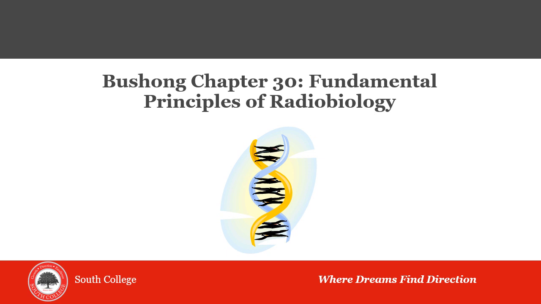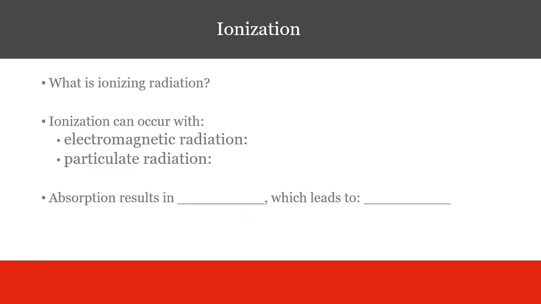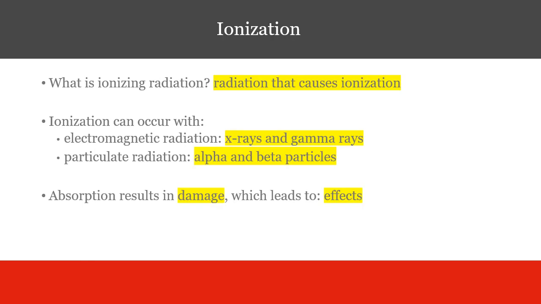So now we're on to Bushong's chapter 30 on fundamental principles of radiobiology. In this chapter, we're going to start off with a little review in the beginning by talking about what is ionizing radiation. It is defined as radiation that causes ionization, and that means removal of an electron from an atom.